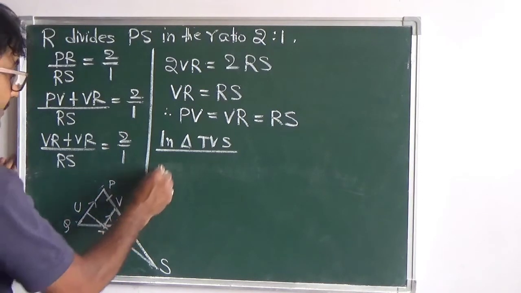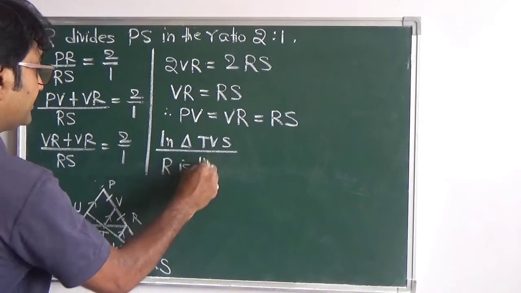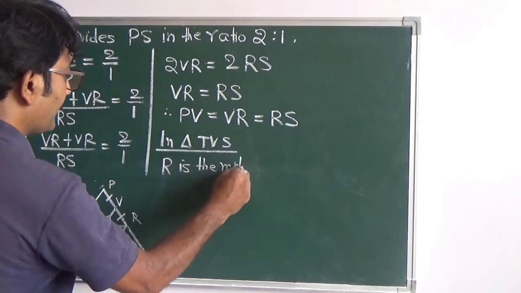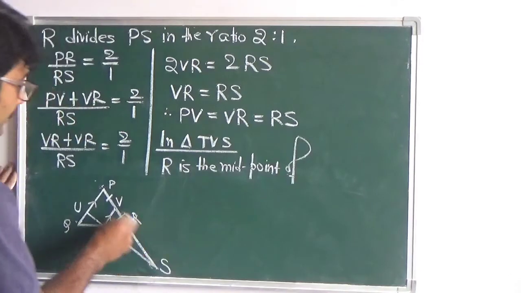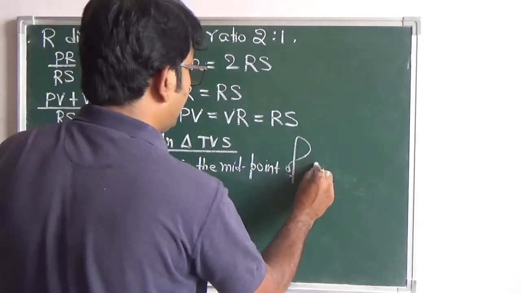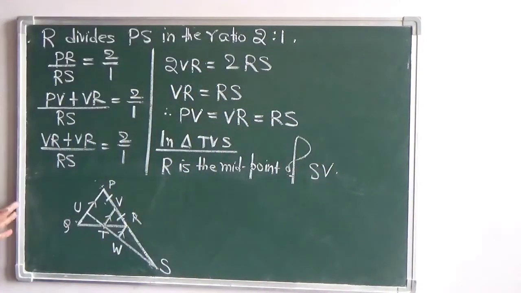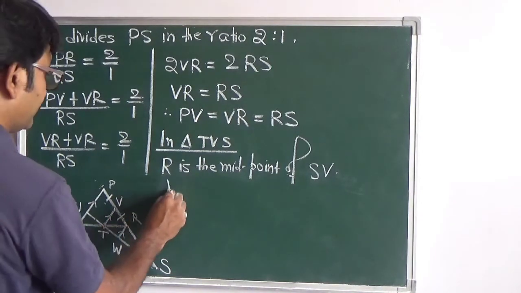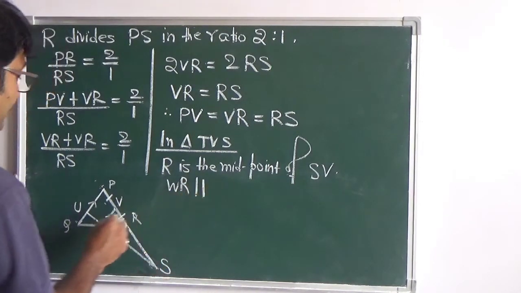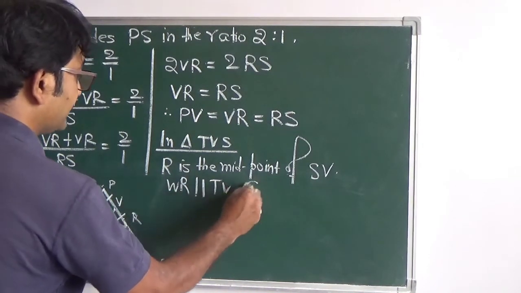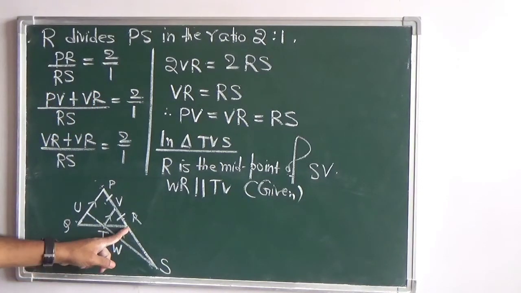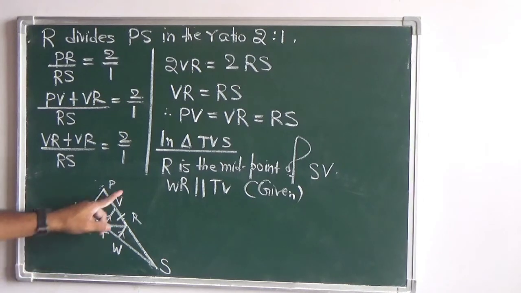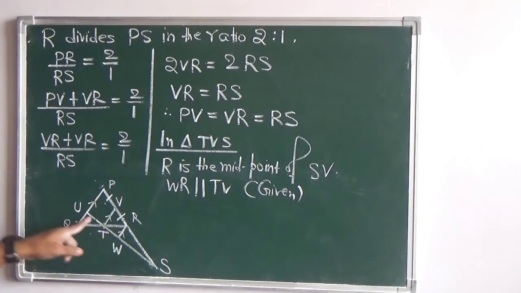We know that R is the midpoint of VS or SB, right? And WR is parallel to TV according to the question. This is given. So if R is the midpoint and WR is parallel to TV, so W is the midpoint of ST.